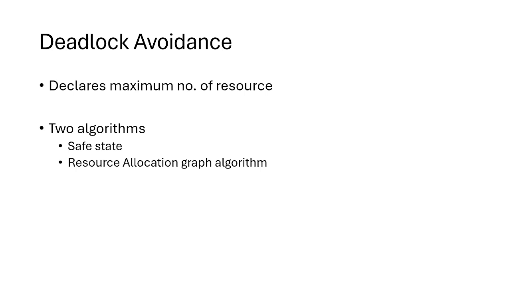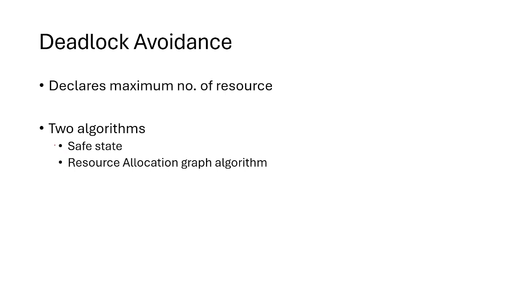So now we are going to discuss deadlock avoidance. Here we need to consider that the thread itself declares the maximum number of resources of each type it may need to complete its execution. That has to be informed at the starting itself.